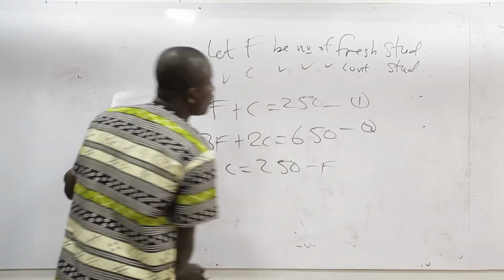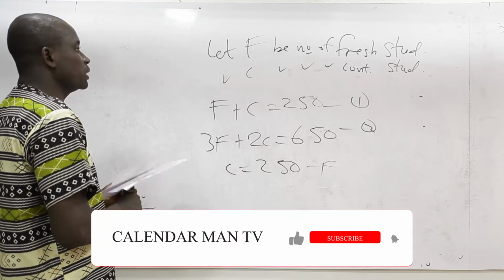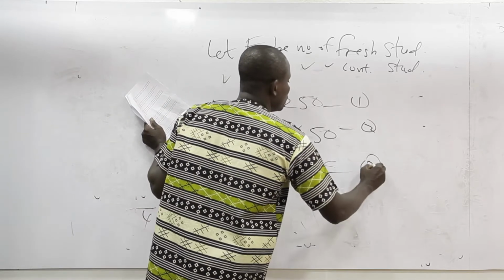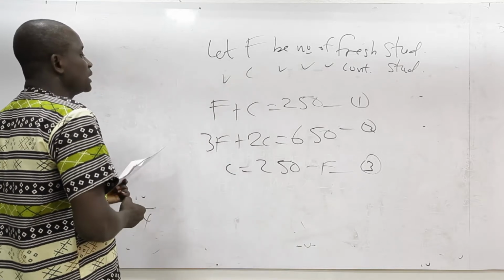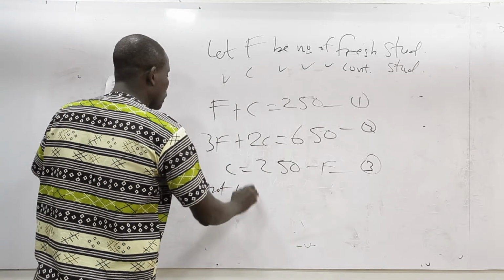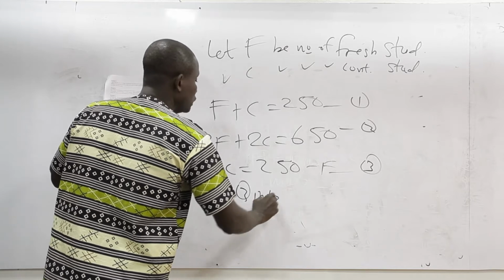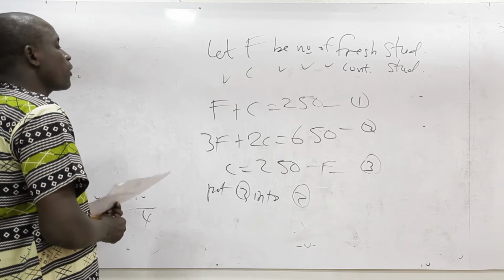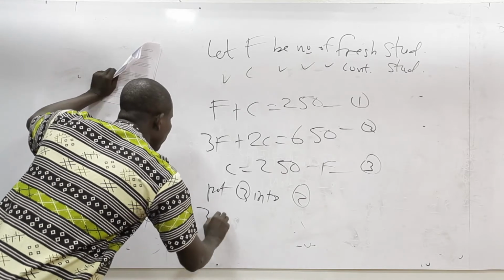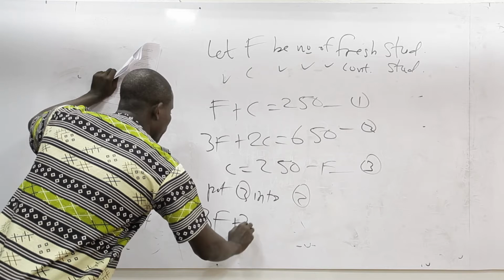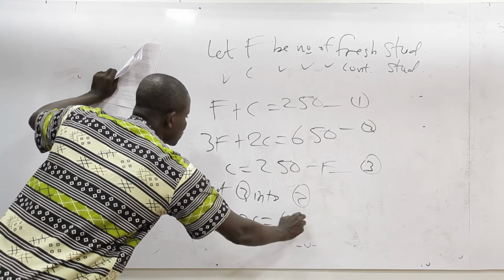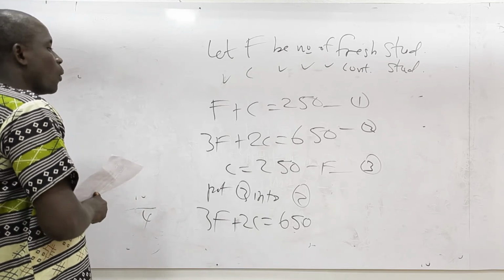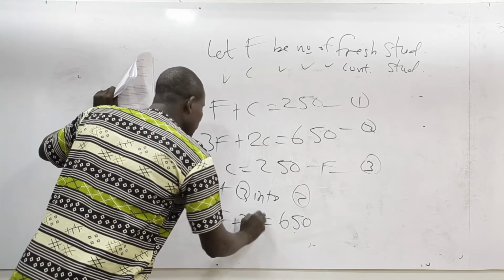I'm moving a bit faster because I've already taught you this. Okay? In the method of substitution, we've done it on several occasions. So you should be able to go back to that concept. Now, put 3 into what? Into 2. Why are you putting it into 2? Because we found it from equation 1. So I'm having 3F plus 2C is equal to 650. This is equation 2. We are going to put it inside. What are we going to put? We are going to put it in place of C.